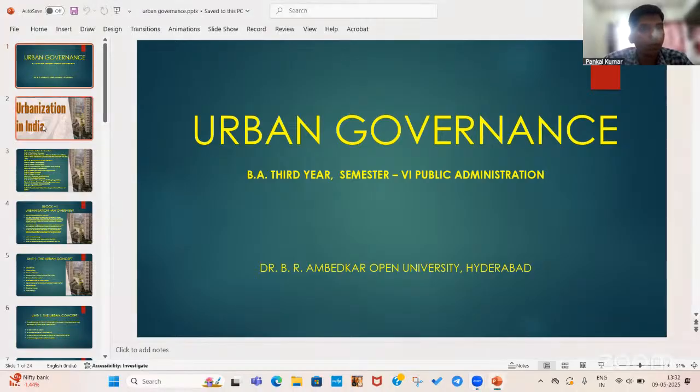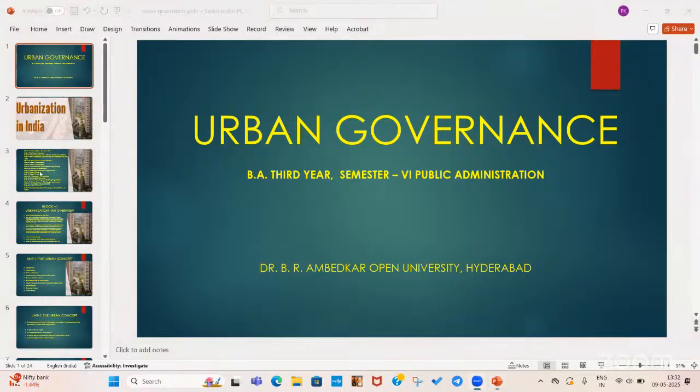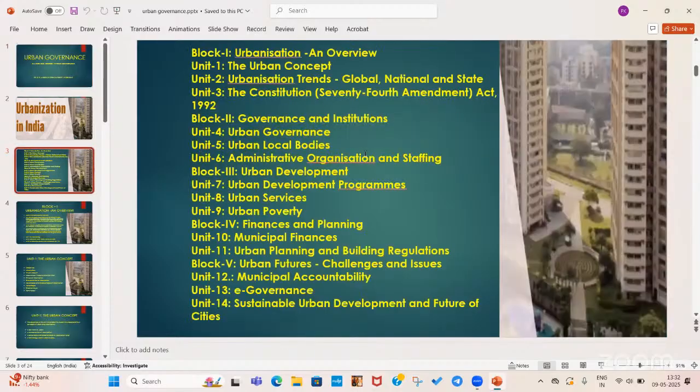Okay. So before that, first things first, let us have a brief outline of the content of this course and what we are going to discuss today. This entire course of urban governance is divided into five blocks. In Block 1, we will read about urbanization and overview. Block 1 consists of three units: Unit 1, 2, and 3.